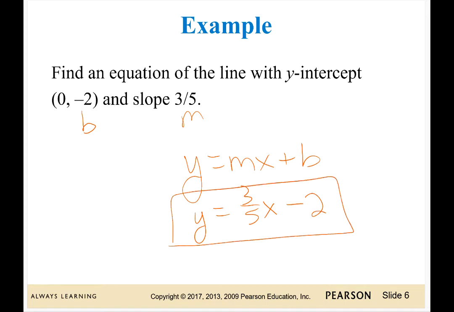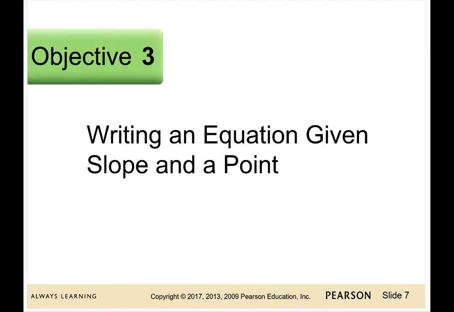So you can use that information to also easily write the equation if you are just straightforwardly given your slope and your intercept. All right, you may not be given the slope and the intercept, so you may be given the slope and a point. So let's talk about how you write the equation if that happens.